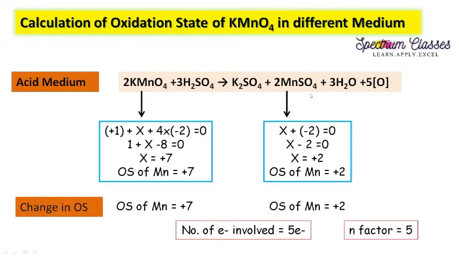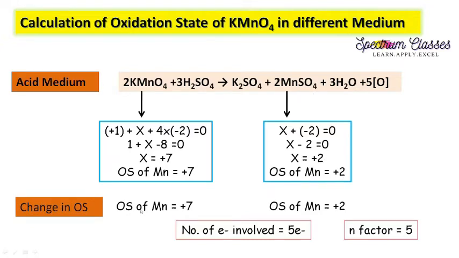Since this molecule is again neutral, we place 0 on the right hand side. So here we suppose that Mn has X oxidation state. So X plus -2 is equal to 0, and on solving we get X equal to +2. So the oxidation state for Mn in MnSO4 is +2.